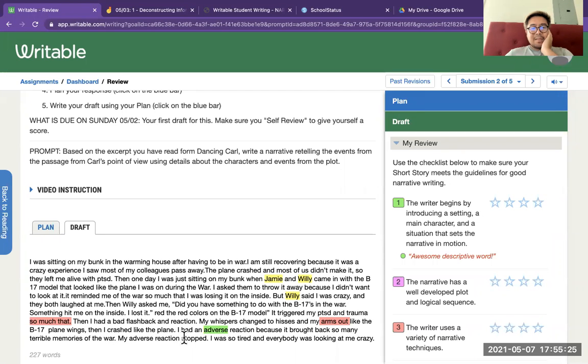My adverse reaction stopped. Okay, you just used adverse, so I wouldn't use it again. I would find another way to say that sentence.